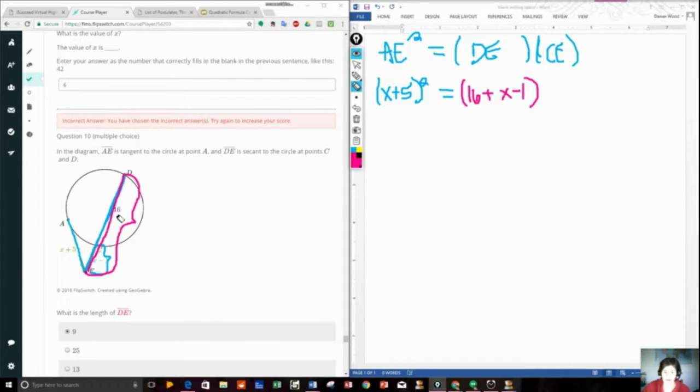And then we have CE, which is x minus 1. So we're going to multiply that by x minus 1.